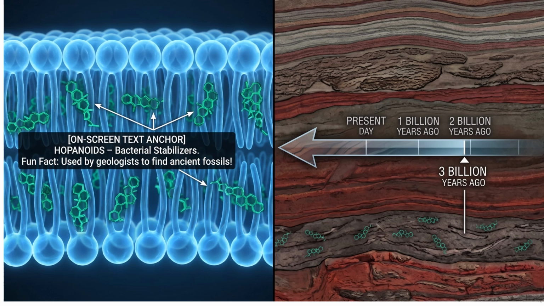Because bacteria have been using Hopanoids for billions of years, these molecules are highly stable. When bacteria die and sink to the bottom of the ocean, their Hopanoids turn into fossils. Geologists actually use fossilized Hopanoids in ancient rocks to trace the history of early bacterial life on Earth.